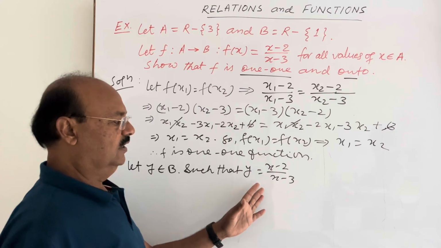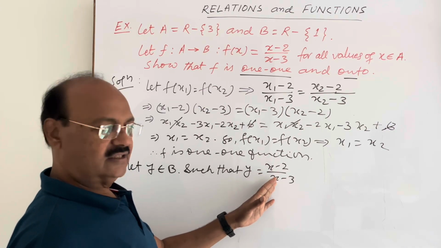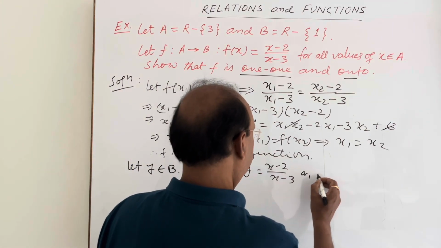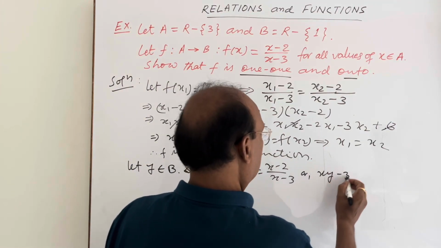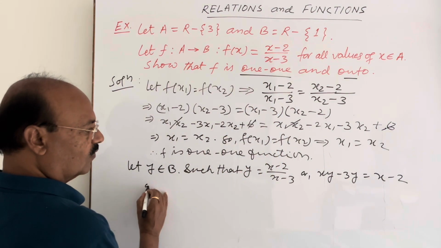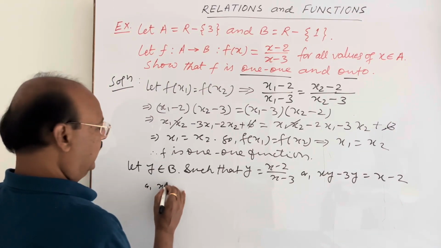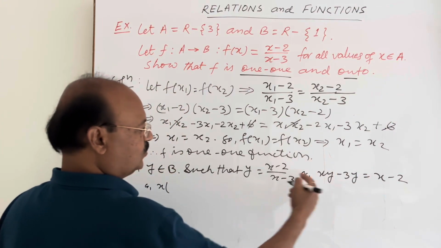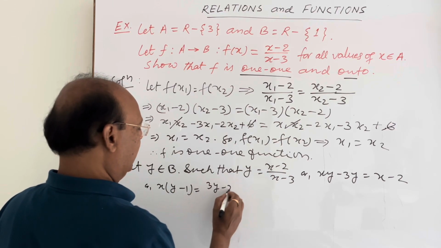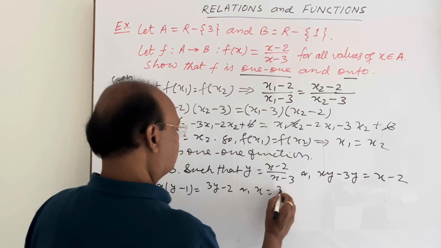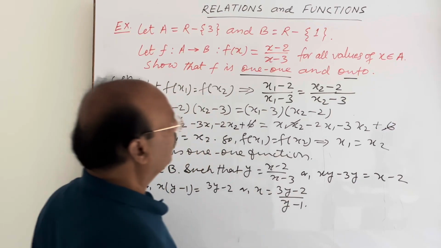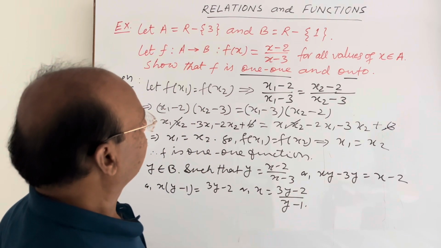Let us simplify it and we will express x in terms of y, okay? xy minus 3y is equal to x minus 2, or here x will be common when this x is transposed to the left side. So x(y minus 1) is equal to 3y minus 2, or x is equal to (3y minus 2) by (y minus 1). Okay, now you check the condition.